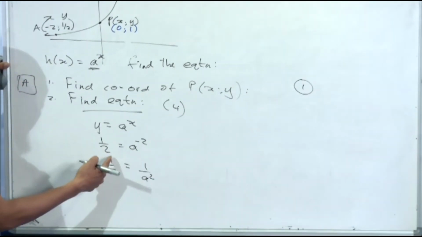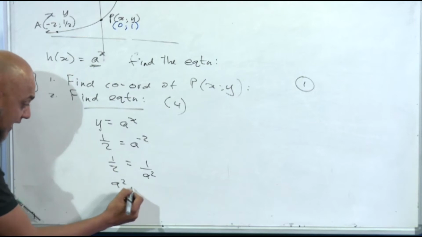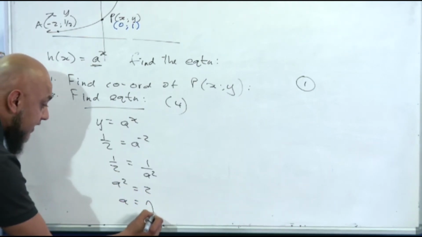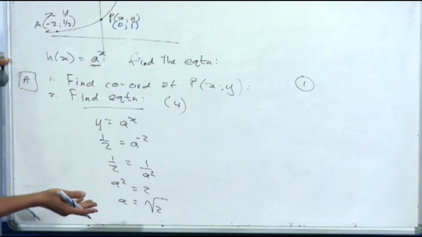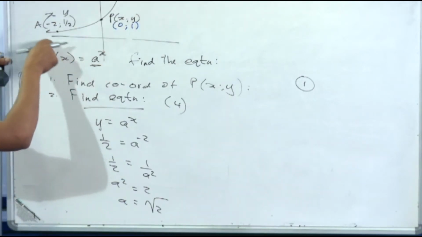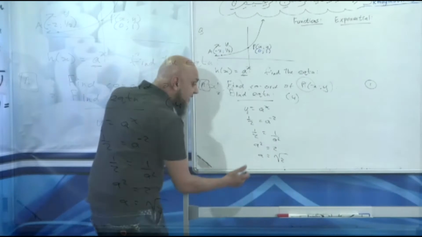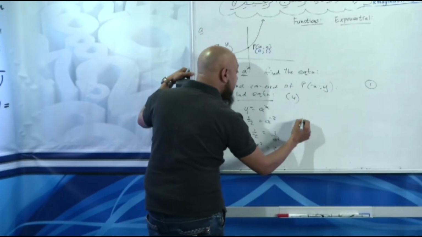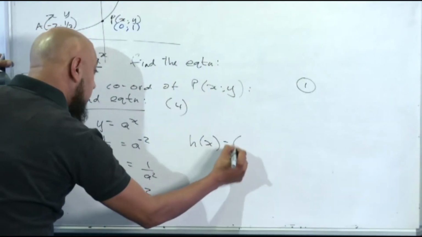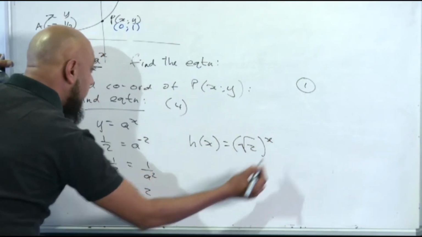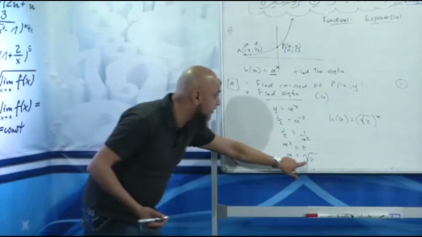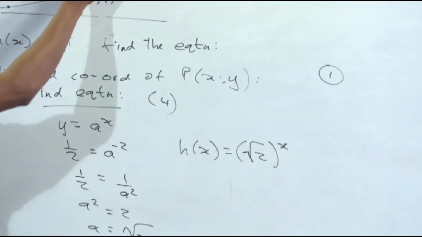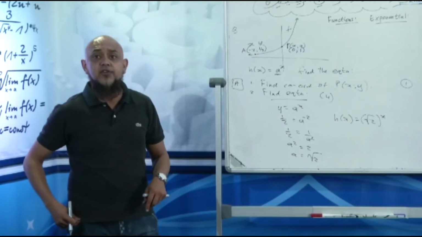If I flip this side, I can flip that side. So a squared over 1 is equal to 2. So a is equal to plus or minus the square root of 2. But we know this is a positive graph, so a must be the positive square root of 2. Your final equation is h of x is equal to root 2 to the power x. And there we go. That's your a value. And why is it positive? Because it's a positive graph.